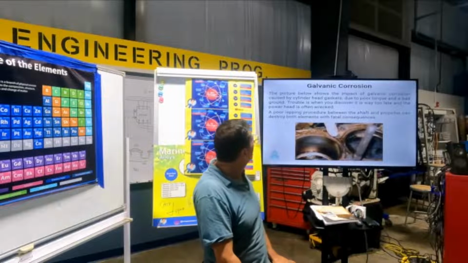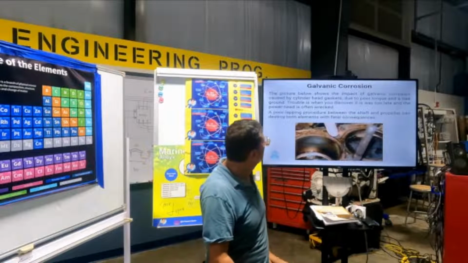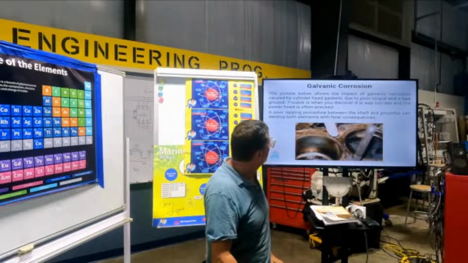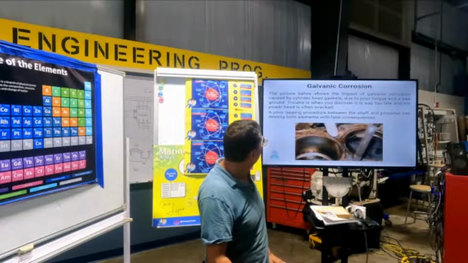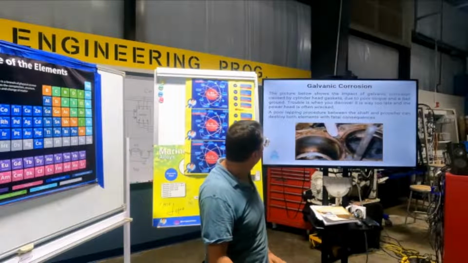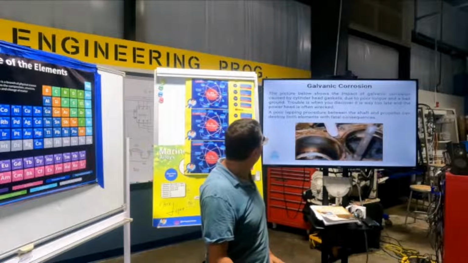The picture below shows the impact of galvanic corrosion caused by cylinder head gaskets due to poor torque and bad grounds. Trouble is when you discover it, it is way too late and the power head is often wrecked. A poor lapping procedure between the shaft and the propeller can destroy both elements with fatal consequences.